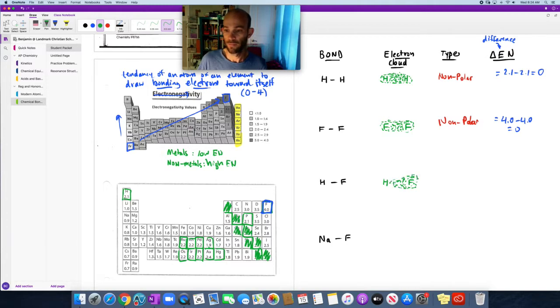atom. Okay, and maybe once in a while it'll get around to the opposite side. They'll get around to the opposite side of the hydrogen atom, but they're going to spend a lot more time around the fluorine. Okay, and so we call this a polar covalent bond. This is a polar covalent bond.